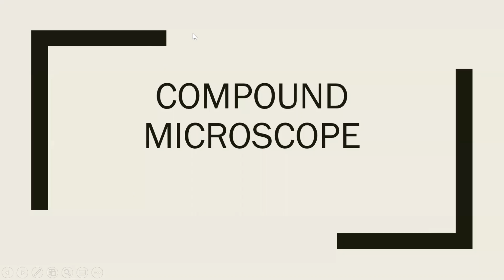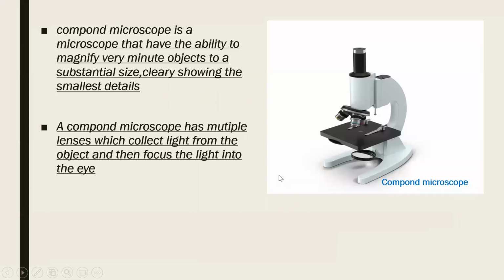Next teacher. This is a compound microscope you can see on the screen. A compound microscope is a microscope that has the ability to magnify very minute objects to substantial size, clearly showing the smallest details. A compound microscope has multiple lenses which collect light from the object and then focus the light into the eye.